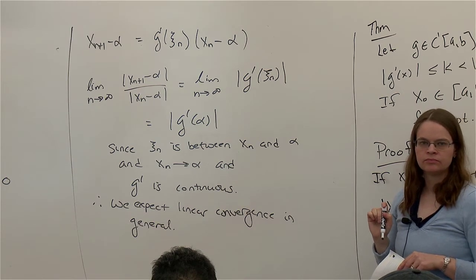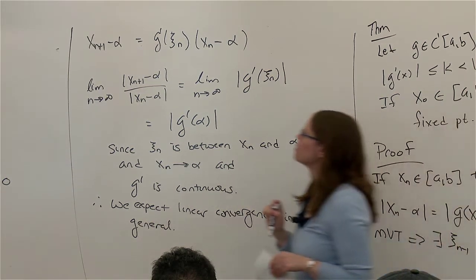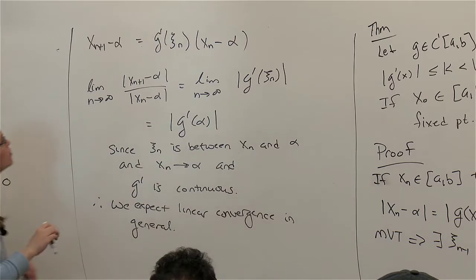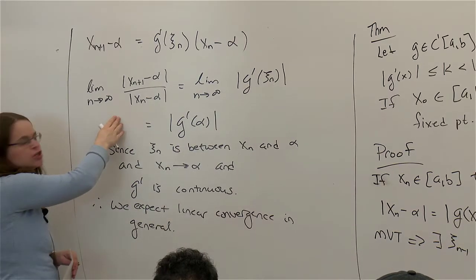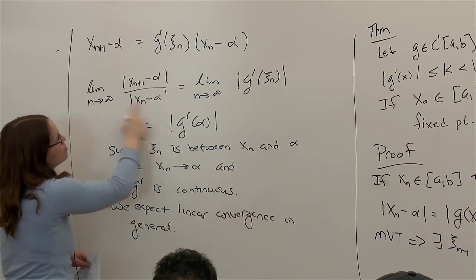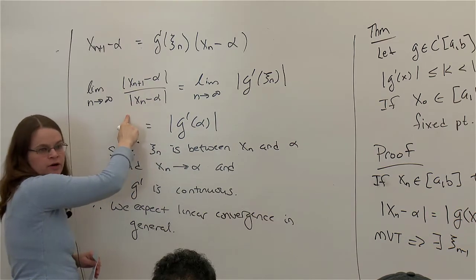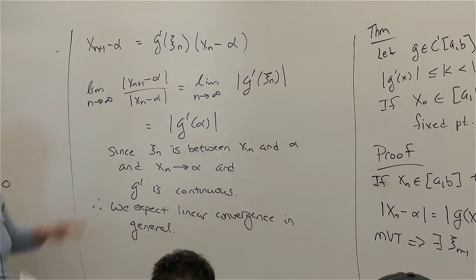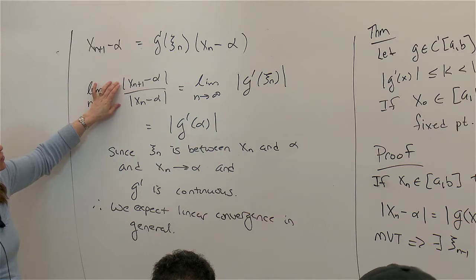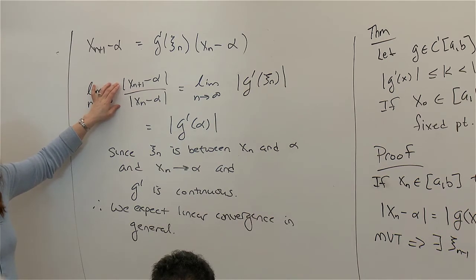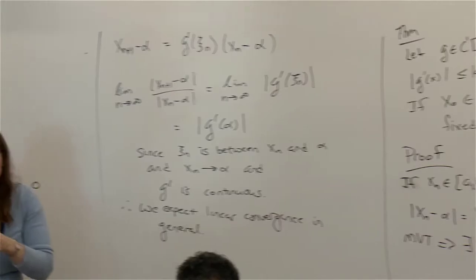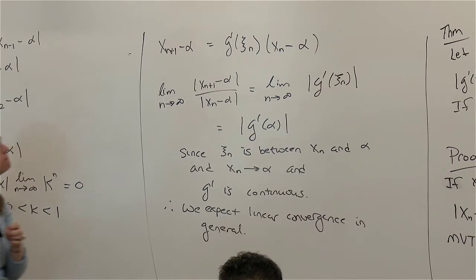G prime squared. Okay, so we certainly know that for, say, quadratic convergence, we would be looking at the ratio of the new error to the old error squared. Right now I'm just looking at the ratio of the new error to the old error. Does that involve the second derivative at all? So you're close. It involves derivatives.